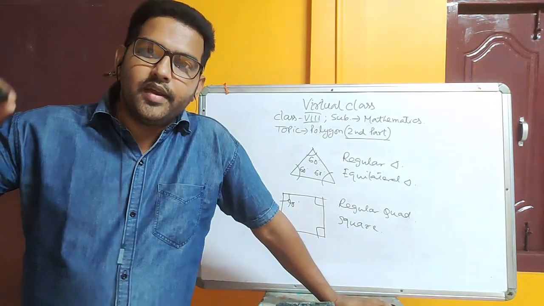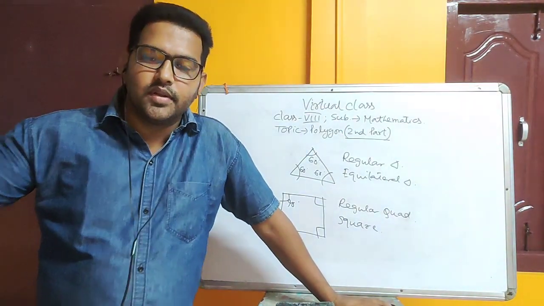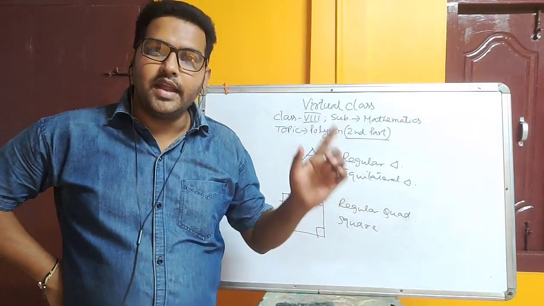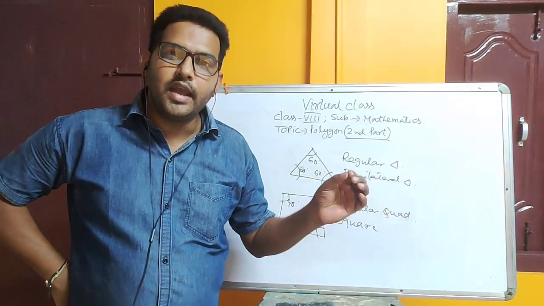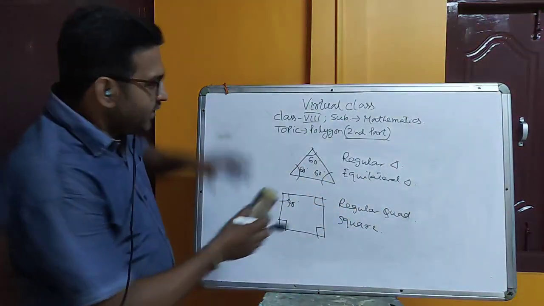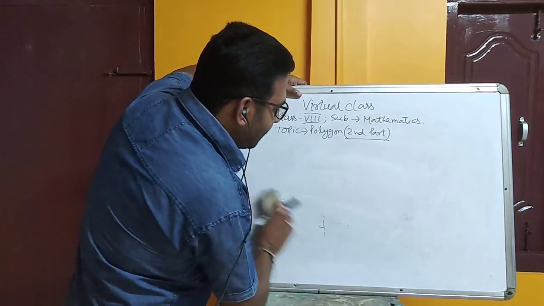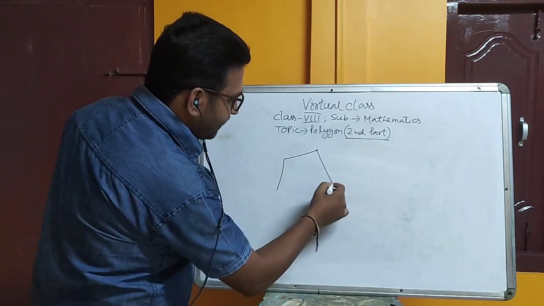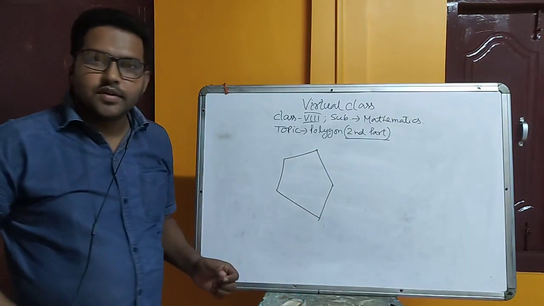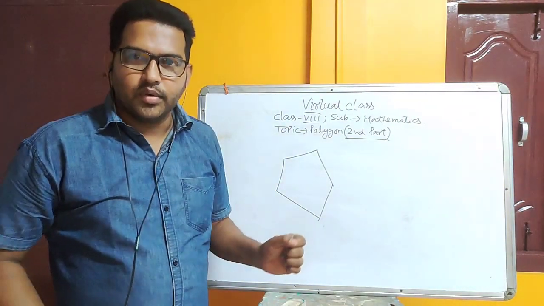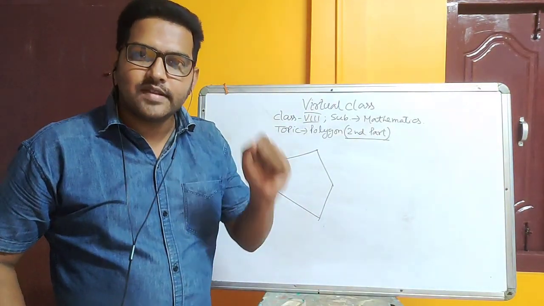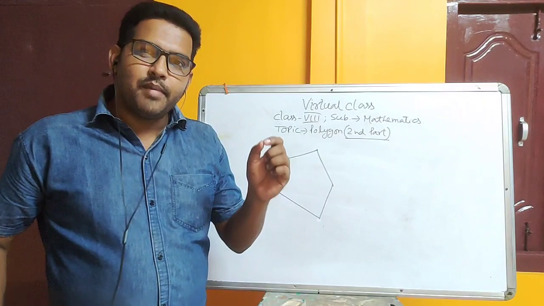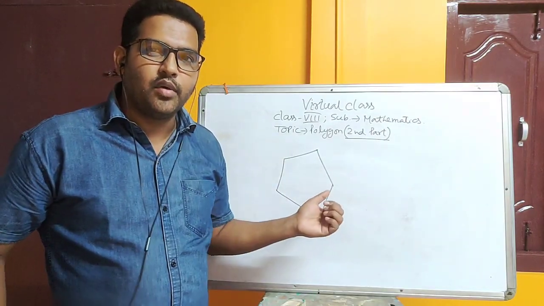But if I construct a regular pentagon, then it will have all sides of equal length and each angle will be of equal measure. Okay, so let me construct the figure of a regular pentagon. Suppose this is a regular pentagon. How many sides are there? 5, and all sides are of equal length. And can any one of you tell me what is the measure of each angle present in a regular pentagon?